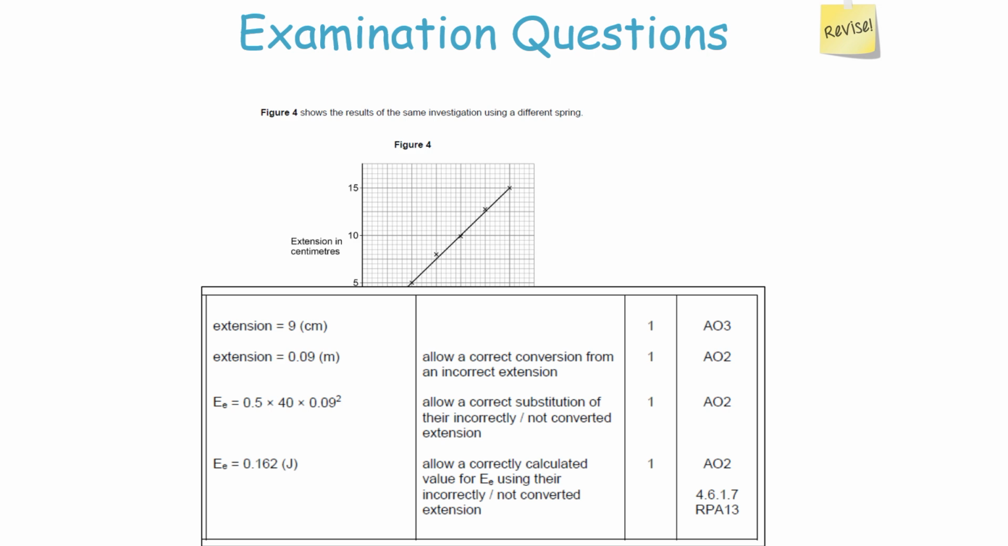You then substitute those values into the elastic potential energy equation, a half times the spring constant times the extension squared, to be a half times 40 times 0.09 squared, to get 0.162 joules.